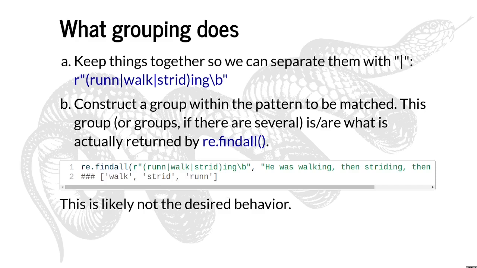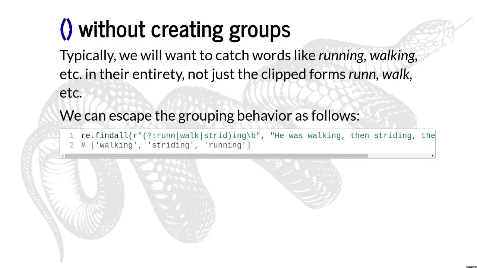One thing we can do is to modify this double behavior and actually turn option B here off. We can do this in a slightly complicated way. Let's look at the code right away. It's largely the same code. re.findall, r, opening parentheses, run, walk, stride, ing, \b, but it has a question mark colon immediately following the opening parentheses. And that is just the trick here, right? If we use that, this is the only difference. The regex actually finds walking, striding, running.